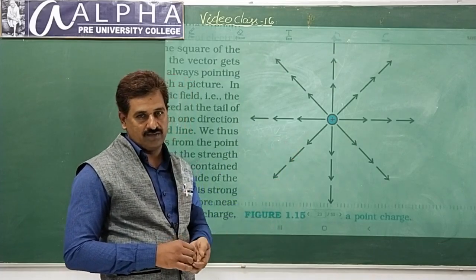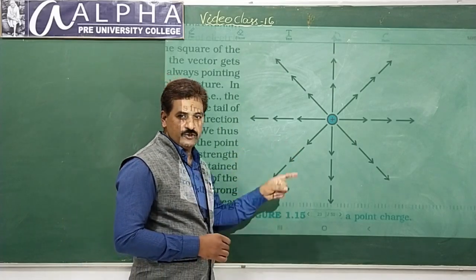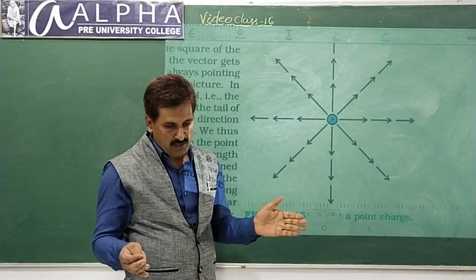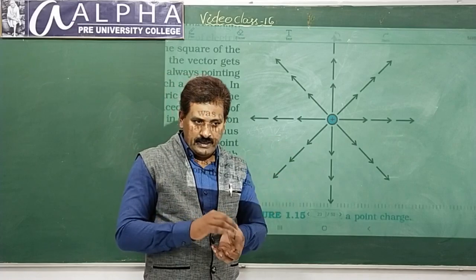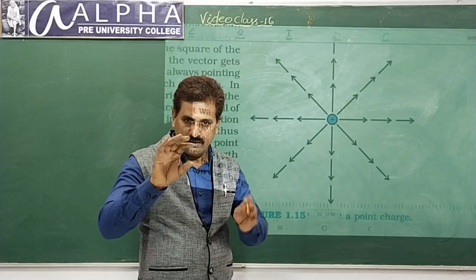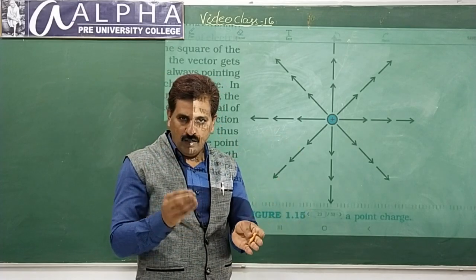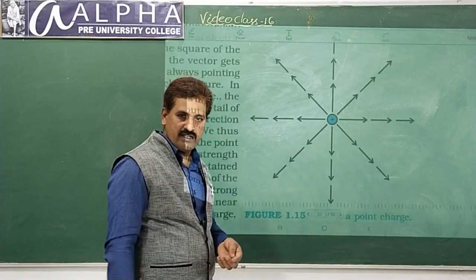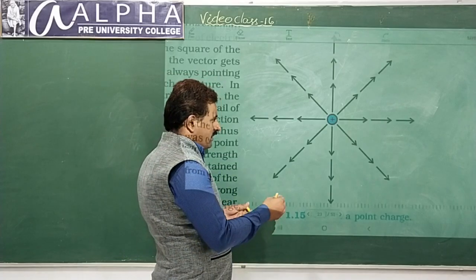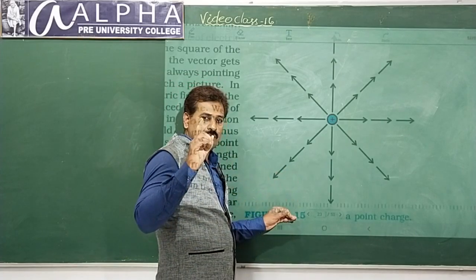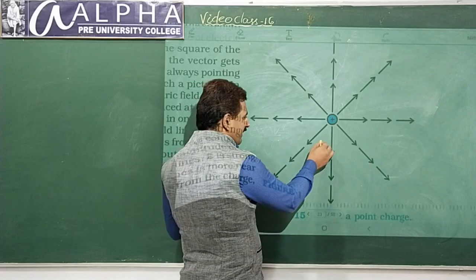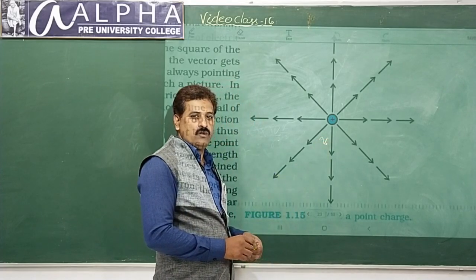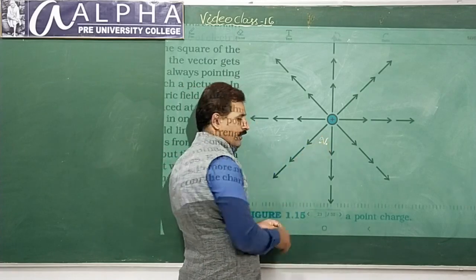See students, this is what they are telling you. When you place a charge in a region, that charge produces an influence. What is that influence? Electric field. How do you know the presence of that influence? By using another charge. The charge which is used to test the presence of the field is the test charge, denoted by q0. What is its nature? Positive.